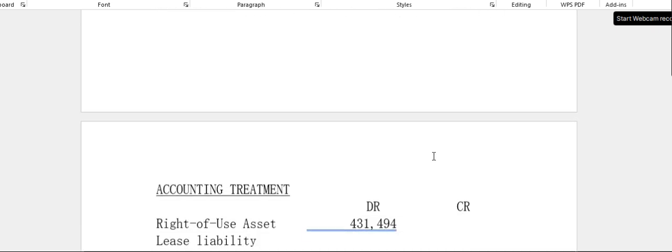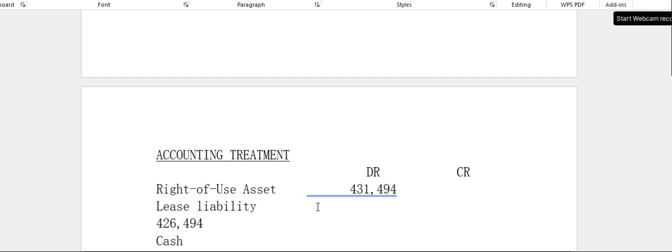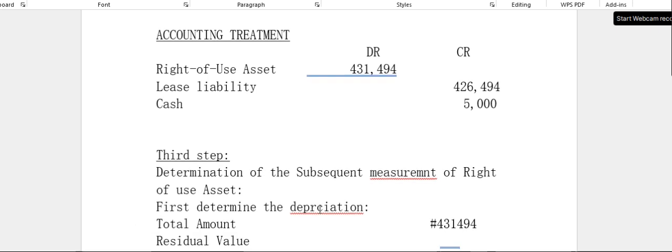We debit the right of use of assets. We credit liability. Then for the cash, we also credit cash, so that we can have our right of use of assets. This is how to do the accounting treatment.